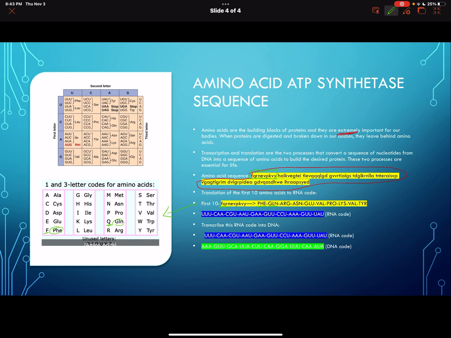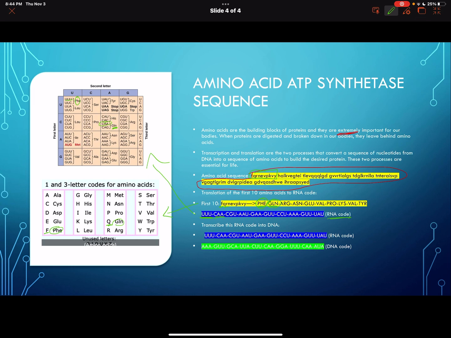Now we want to look at the RNA code and how it was translated. So we want to look at this table for the RNA code. Since I have Phe here, we want to look on this table where Phe is located, and it's located right here. So we want to use the first one, which is UUU, which I have right here. And then we go on to Gln. We want to find Gln on the table, which is right here, and we want to use CAA, which I have here. And you want to keep continuing to do that until all 10 are translated into the RNA code.